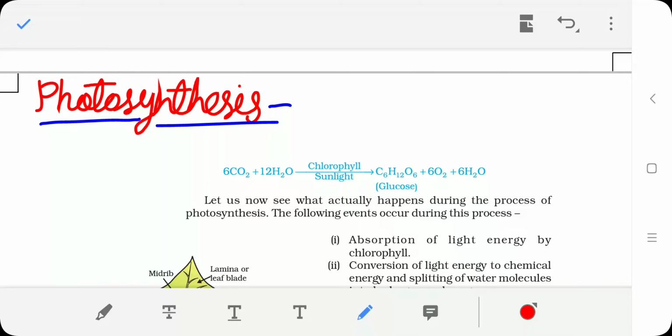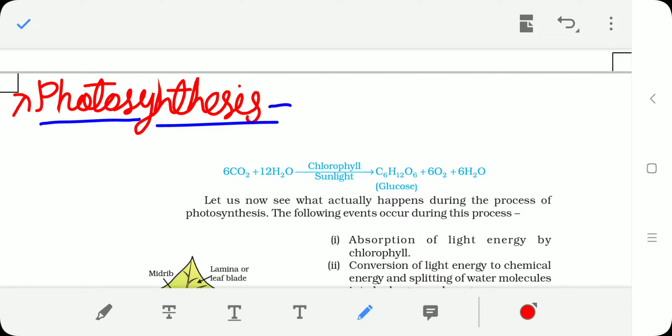Hello students. Today in this video we are going to discuss how autotrophs make their food. You know very well that autotrophs make their food by themselves. Green plants are the autotrophs, so green plants make their food by the process of photosynthesis. Photosynthesis is the process by which green plants make their food.